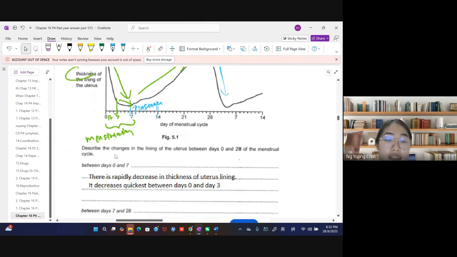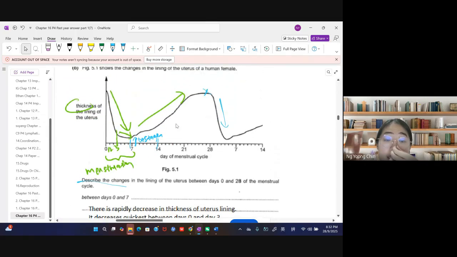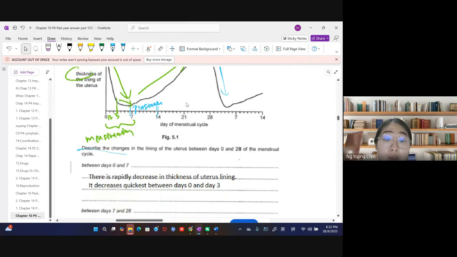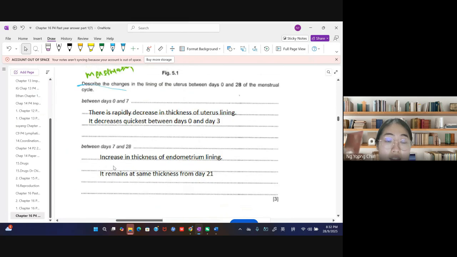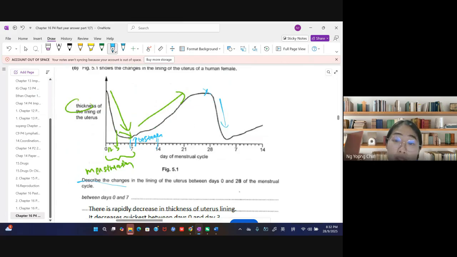Between day 0 and 7 there is a rapid decrease in the thickness of the lining. It decreased the quickest between day 0 and day 3. You just want to describe the change only. Then between day 7 and day 28, you can see the lining is increasing rapidly due to the presence of estrogen and progesterone. So you are increasing the thickness of the endometrial lining, and then it remains the same thickness from day 21. You can see 21 to 28 is almost the same thickness.